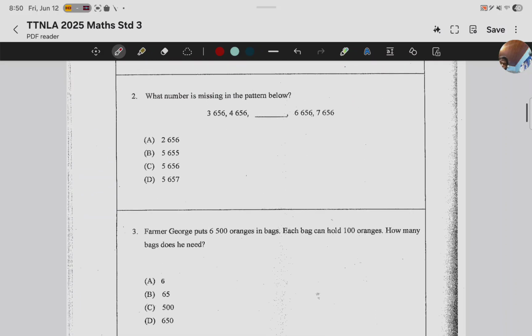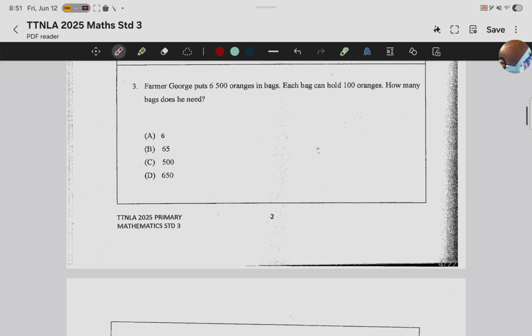Number 2, what number is missing from the pattern below? Looking at this pattern, we realize that we are increasing. If we are increasing, we either add or we multiply. We have 3656, and then we move to 4656. We also increase here from 6656 to 7656. So we realize that we were increasing by 1000. So we add 1000 to 4656, and we got 5656. Option C.